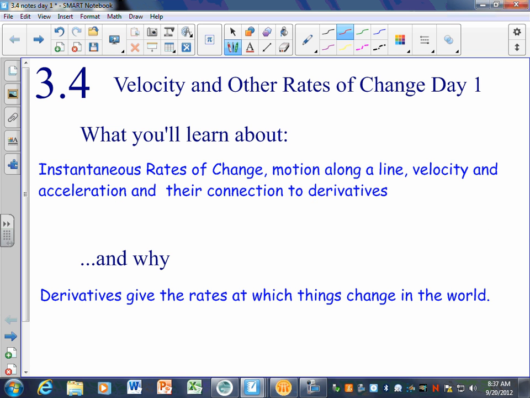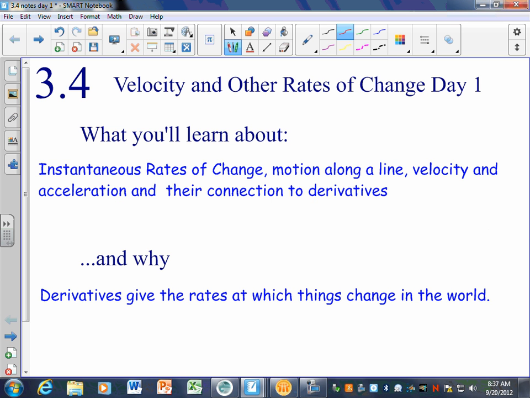Today we're going to talk about velocity again, which we talked about already when we covered instantaneous rate of change. We talked about derivatives. But today, since we know the shortcuts, we can look at that a new way. We're also going to talk about a little bit more than just velocity. We're going to talk about acceleration, and how they connect to what we know about derivatives.